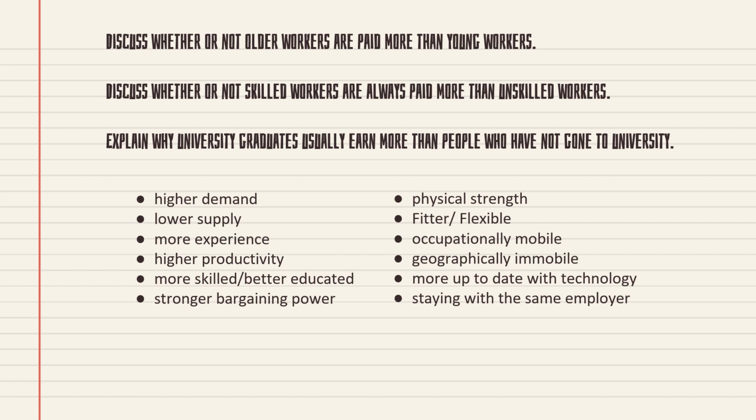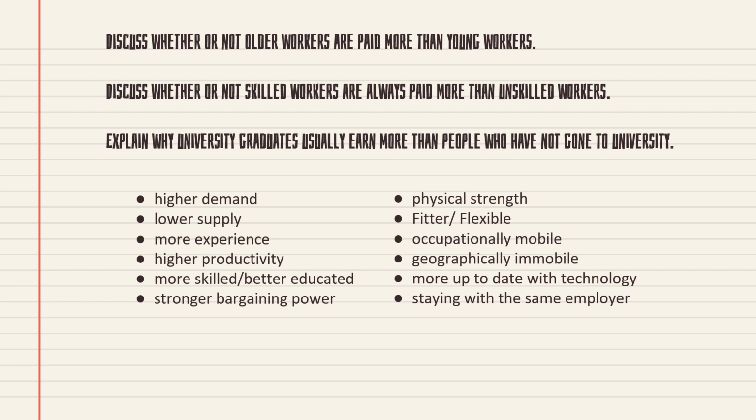And occupationally mobile. Who is occupationally mobile? Those who are more educated, more skilled, and more talented are occupationally mobile. And geographically mobile. Geographically mobile means that a person can move from one area to another area. So who will be more geographically mobile? Most of the time, skilled workers are geographically mobile. Or we can say that young workers are geographically mobile, or university graduates are geographically mobile. So like that you can write.